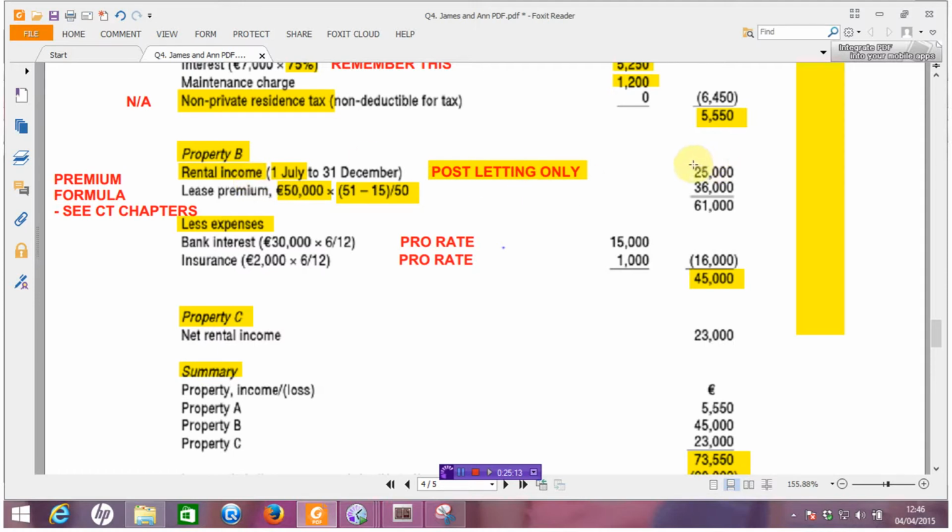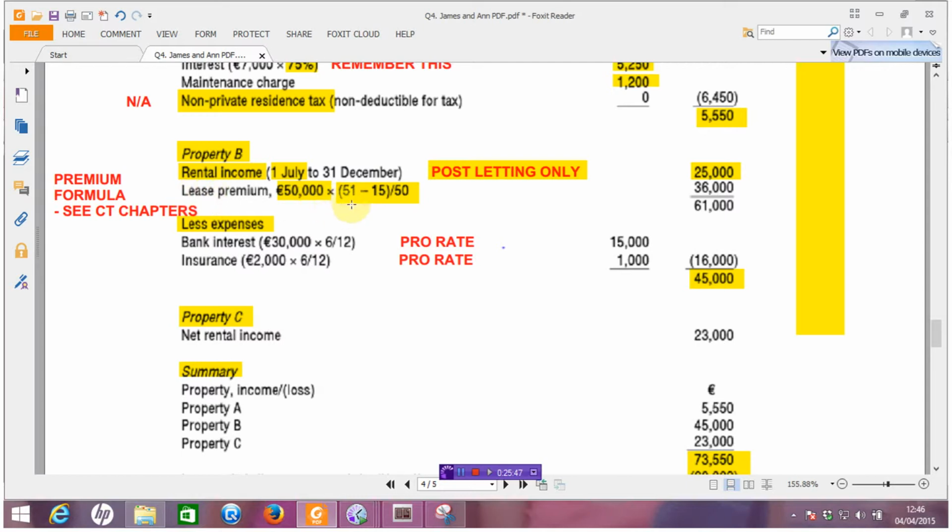The annual rent was 50. We've got 6 months' worth, therefore 6/12 times 50, 25k. Okay, now the lease premium. Note that this formula, this area, is in fact in your corporation tax chapter, not in your income tax, which is not overly helpful. But a lease premium, as I mentioned above, is just very simply an amount of money that the landlord receives from the tenant in advance of the tenant moving into the property, part of which is taxable for income tax purposes, just like rental income.